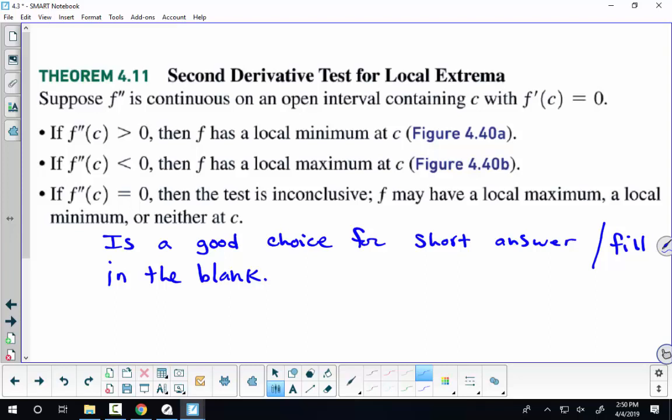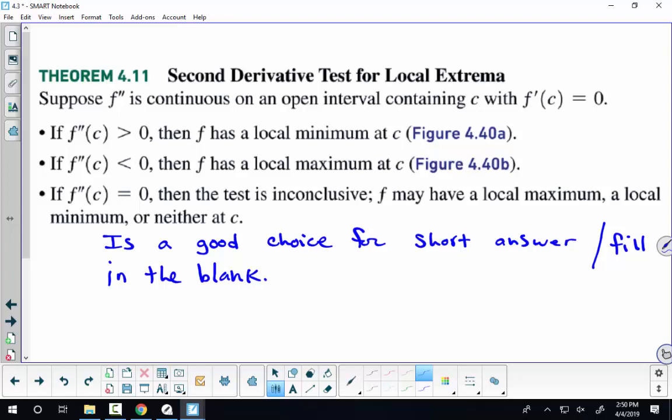In practice, I don't think it's utilized that often because we already have a test for local minimums and local maximums. We just use the first derivative. The advantage of that test is it's always conclusive. Either you have one or you don't. This test, notice that last bullet, if a certain condition happens, the test is inconclusive. So it does have disadvantages in that sense.